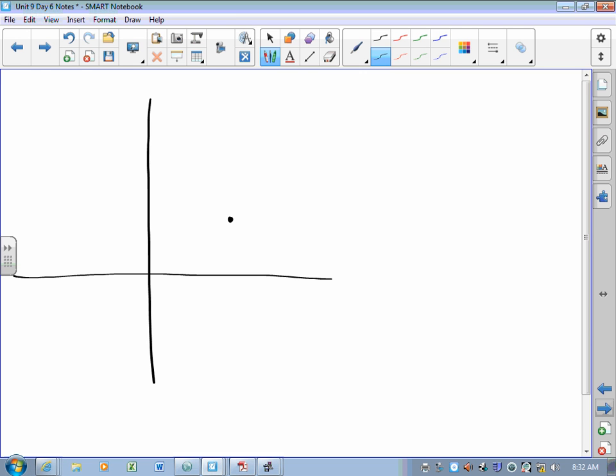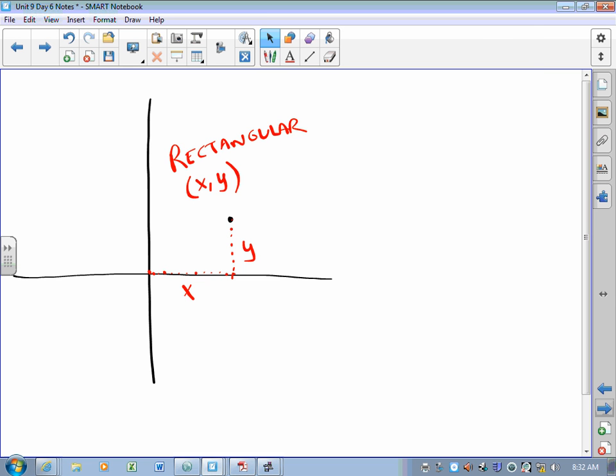So if I stuck a point in 2 space and said, where is it? You would do this. You would say, I'm going to come out from the origin some distance x, and I'm going to go up some distance y, and so the coordinates of that point are x, y. And these are, in fact, rectangular coordinates. Those are rectangular coordinates because the rectangular grid is based on, you guessed it, rectangles.